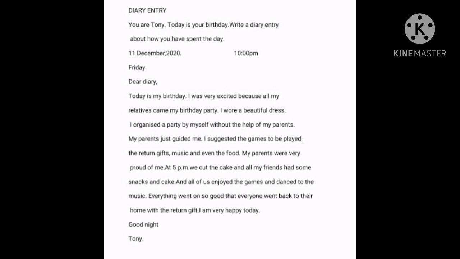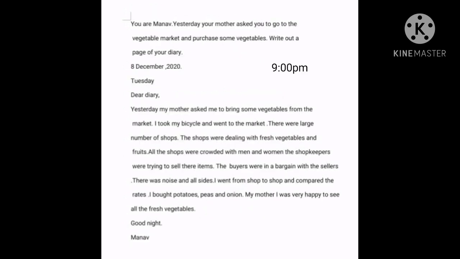Here is an example for a diary entry. There is a boy called Tony and he celebrated his birthday and he is writing all the things he has done in the whole day, how he is feeling, what he was wearing during the party, who came to the party, and all he is explaining in the diary entry. In this example, another boy called Manav is expressing his views or experiences when he went to the vegetable market alone and brought some fresh vegetables for his mother, who was very proud of him.